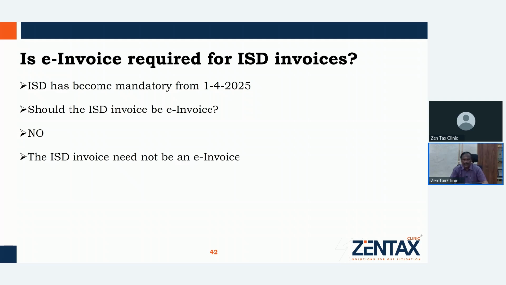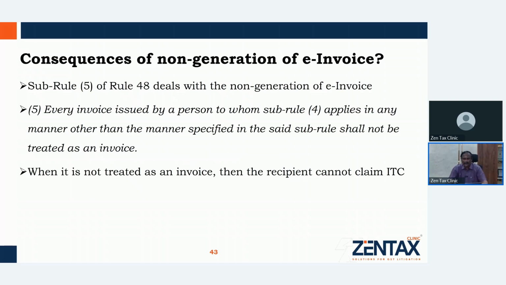Now coming to the last part. What are the consequences of non-generation of e-invoice? This is very, very crucial. Sub-rule 5 of Rule 48 is a very, very dangerous provision.